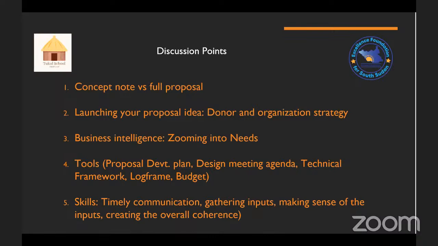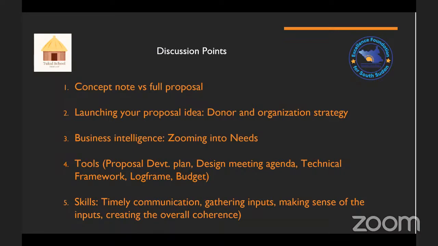What are the differences, or maybe what do we need to know about them? We will also talk about where you launch your donor, or where you launch your proposal or concept note, and also the project ideas, where do they come from? We'll also talk about things to do with business intelligence. Again, we will talk a bit about needs, but also where else do you look to find information that you will need to put in your proposal.